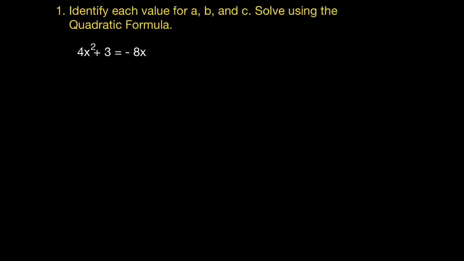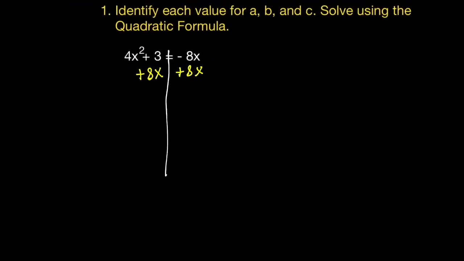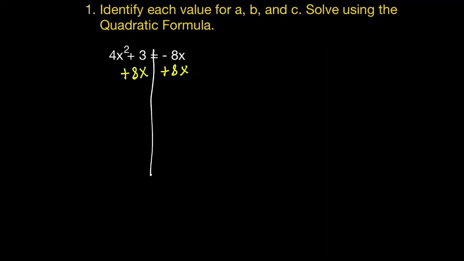So example number 1, identify each value for A, B, and C, and then solve using the quadratic formula. In order to apply the quadratic formula, I need a quadratic in standard form. And I can do this if I move the negative 8x to the left-hand side. So I'll add 8x to both sides of the equation. And on the left-hand side, I'll be left with 4x squared.